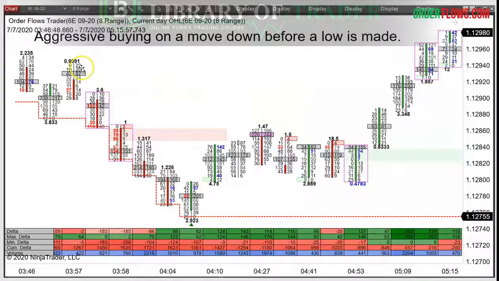Okay, here we got aggressive buying on the move down, right? People are trying to pick the bottom here. The 93, the 16, the 57, before finally people realize, yeah, the bottom is probably put in, and you start going sideways, and then the market takes off on the way back up.